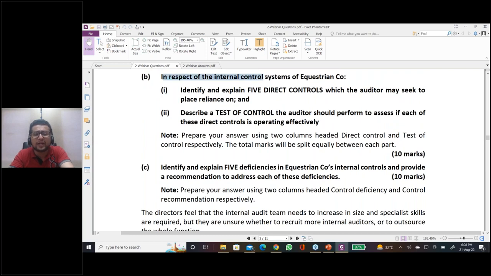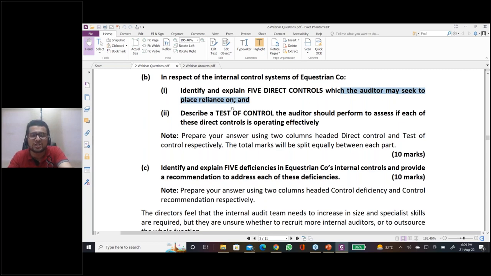In respect of the internal control system of the company, you have to identify and explain 5 direct controls. What do direct controls mean? Direct control is something on which the auditor may seek to place reliance. The auditor would consider trusting it, but the auditor would not blindly trust it.